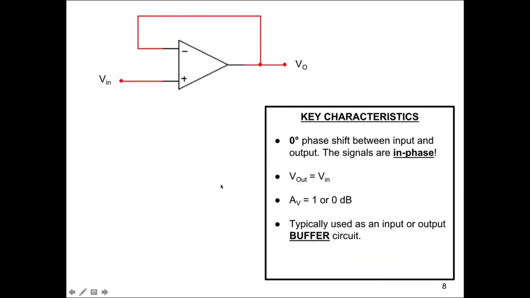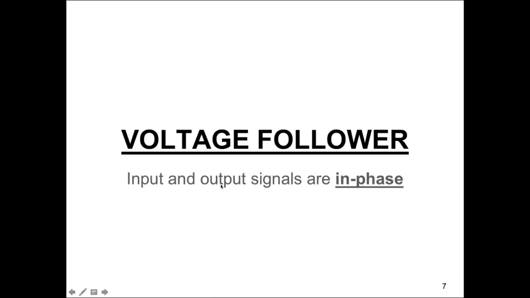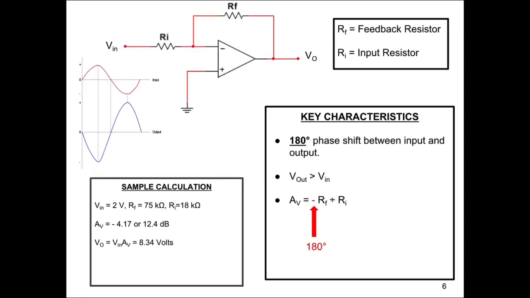Sorry, that must be my mouse. I'm sorry, guys. But there's a sample calculation. Again, we'll be going over this in class. The key thing is that the output signal is amplified and inverted relative to the input.